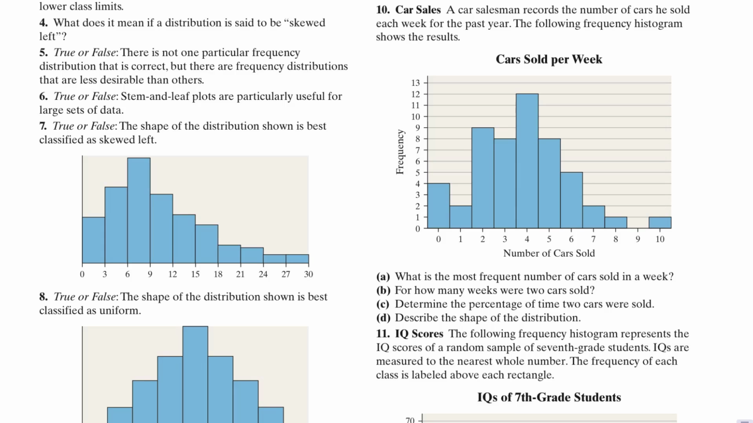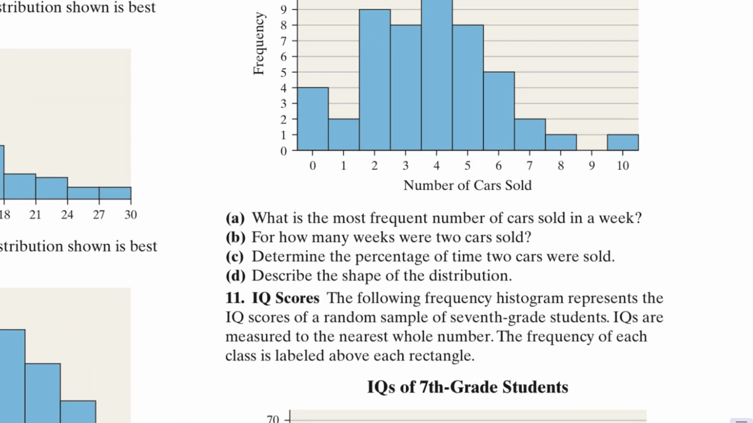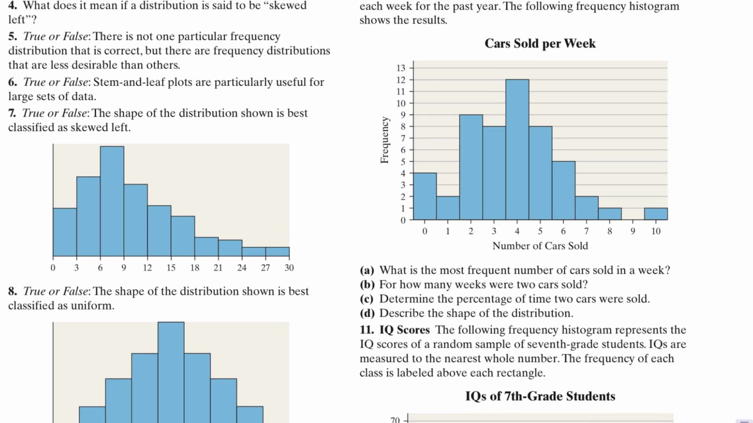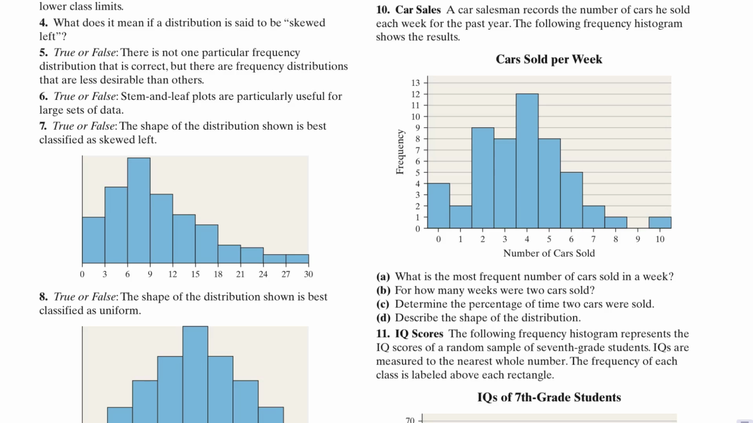Let's look at the last part here. Part D says, describe the shape of the distribution. Now that may seem like a vague question, but it's actually specific, because Sullivan, the author, is expecting that you've looked at and have processed a particular figure in the text. Let me remind you of that.